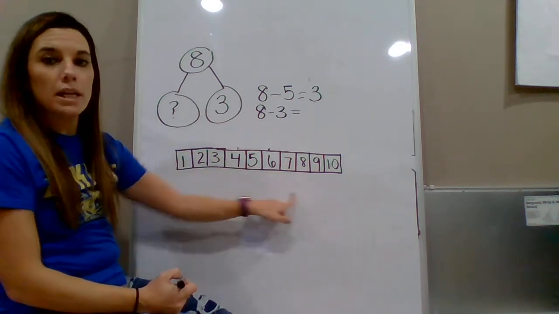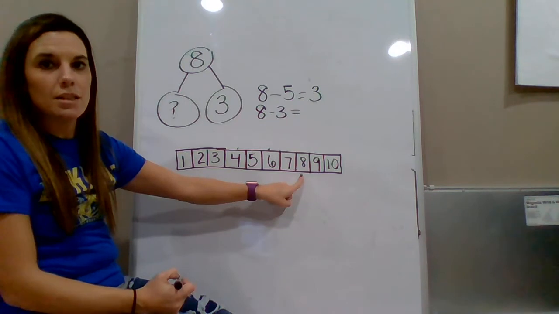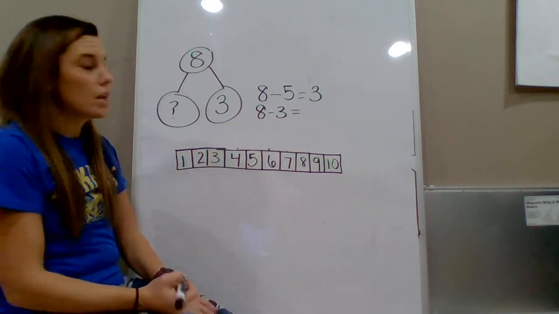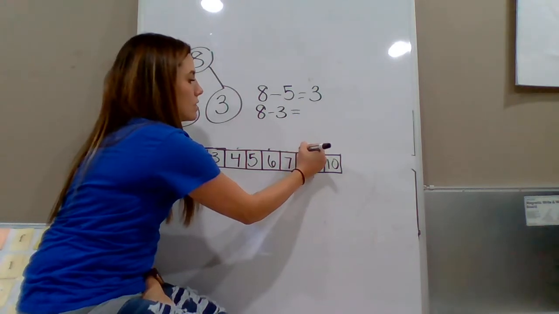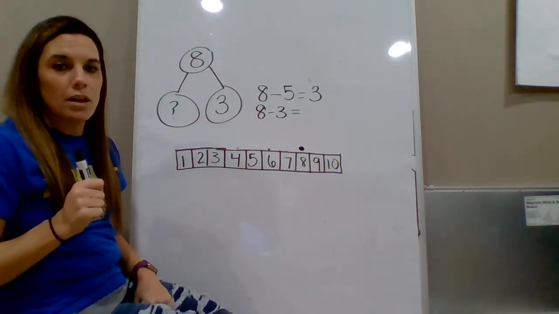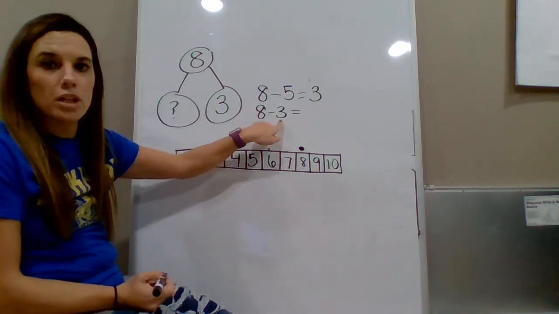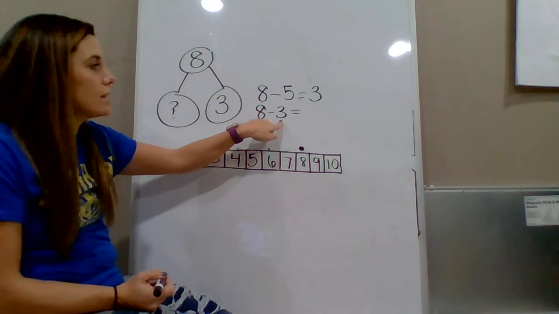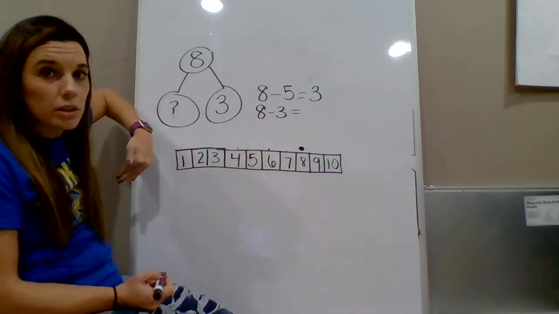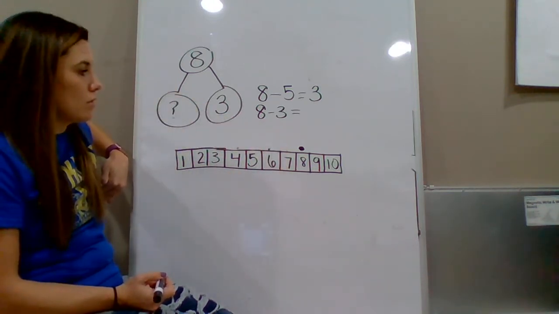So what number am I going to start at? The 8, because it's the biggest number. That's the first number of my problem, right? So I'm going to put a dot on the 8. This is where I'm starting. How many bunny hops am I going to do? Hopefully you said 3. And since I'm subtracting, I'm going to go backwards. So I'm going to take 3 bunny hops backwards, okay?